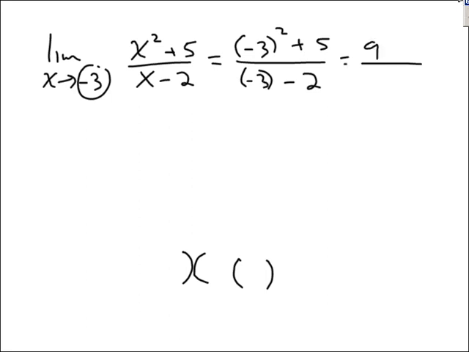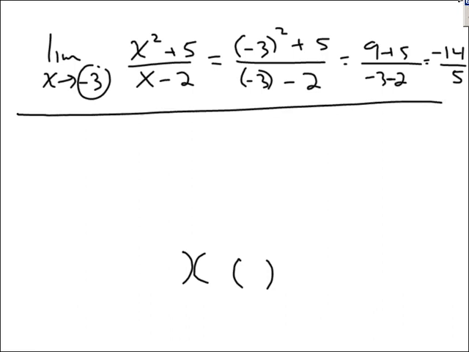X squared plus 5 over x minus 2, and I'm going to plug in negative 3, and we get 9 plus 5 over negative 3 minus 2, which is 14 over negative 5. Positive over negative is negative. Positive 14 over negative 5 is negative 14/5. And that would be the limit. Right. Now, limits are very, very friendly.